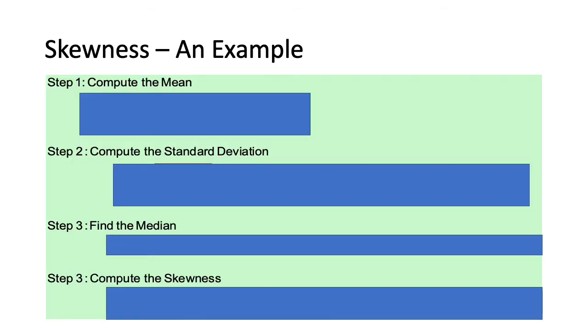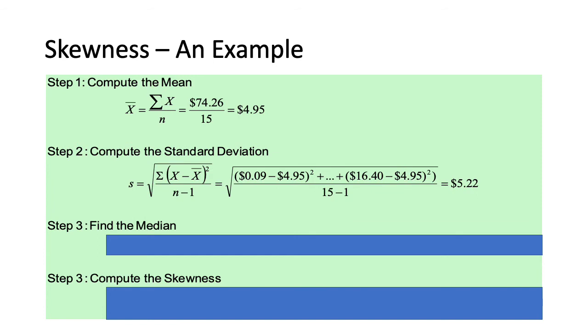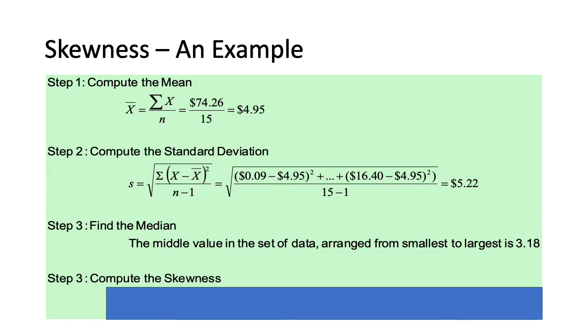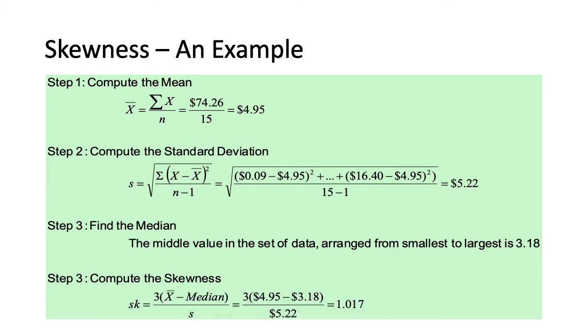Let's start with the mean. If we add up all of our observations and divide by 15, the total number of observations, we get a mean of 4.95. The standard deviation of this distribution is $5.22. The median, the middle value of the set of data, is 3.18. When we plug all this information into the equation, we find that the skewness coefficient is 1.017, which indicates that there is a slight positive skew in our data set.